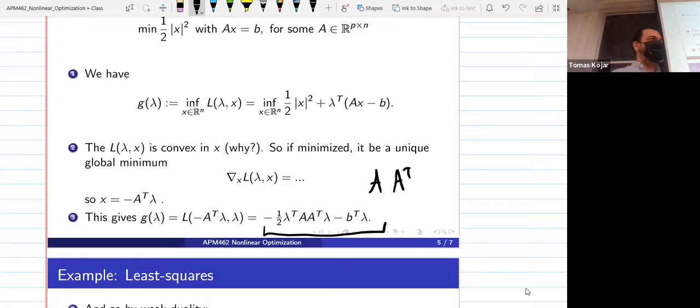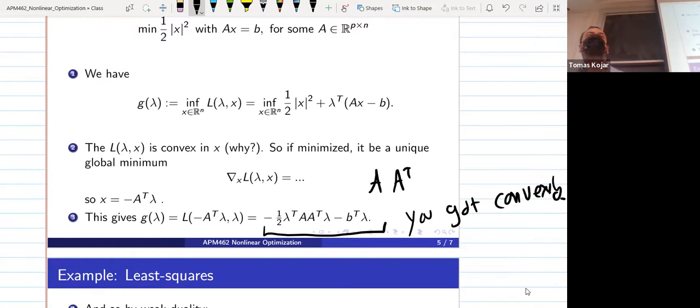This was a homework in 2 to 4. This is an amazing matrix. It's symmetric and positive definite. So this is a convex problem. So you got convexity. Isn't that amazing? All right, good.